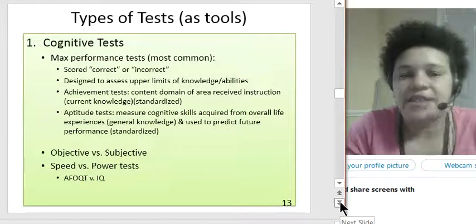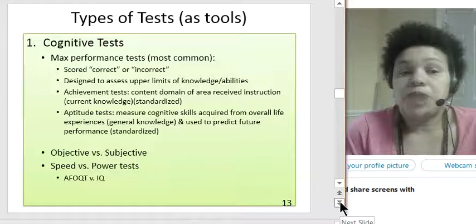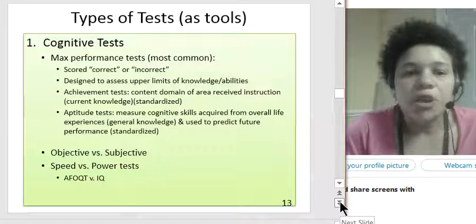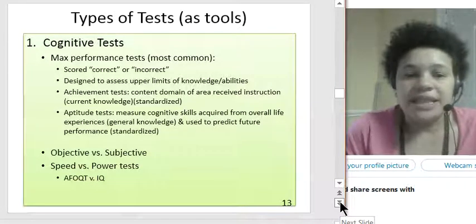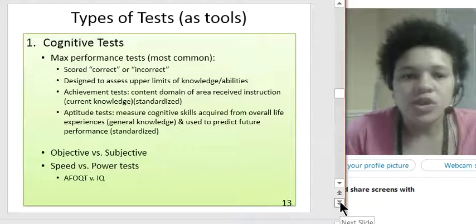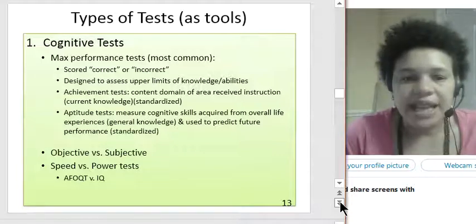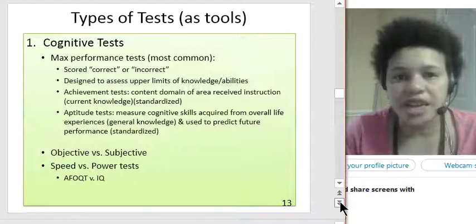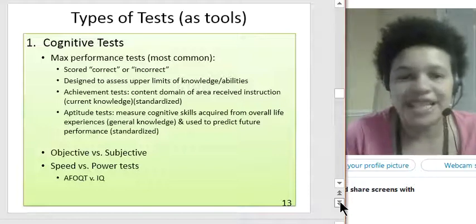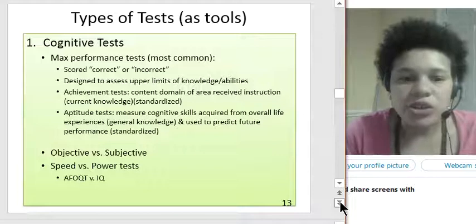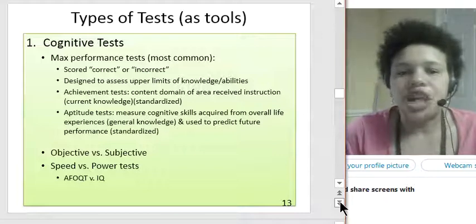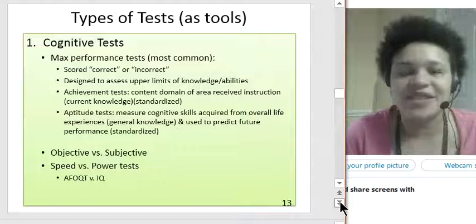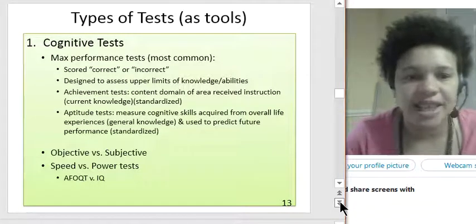So let's talk about types of tests. There are cognitive tests. Performance tests are the most common. Basically, there are a certain number of items. They're scored correct or incorrect, and they're designed to assess the upper limits of knowledge or abilities. Achievement tests are usually focused on a specific content area, so a reading achievement test or a science achievement test, whereas aptitude tests are supposedly measuring cognitive skills acquired from overall life experiences. And the most famous of that is the Scholastic Aptitude Test.